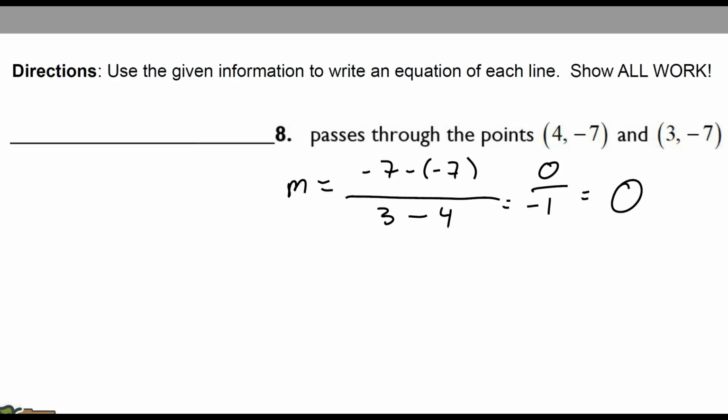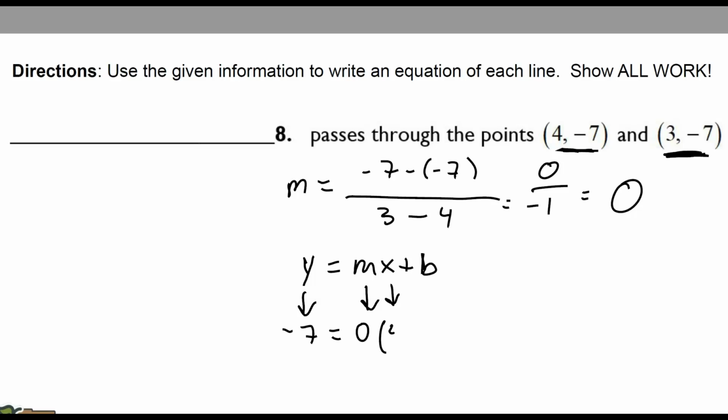Our slope is 0. There's a faster way to get the equation, which is looking and noticing that the points share something in common. But if you didn't notice that, we can just plug in things to solve for b, like we have been. Y, we can substitute in negative 7. M, we can substitute in 0. X, we can substitute in 4 or 3. Doesn't really matter. We're multiplying it by 0. 0 times 4 is 0. 0 plus b is just b, and our y-intercept is negative 7.